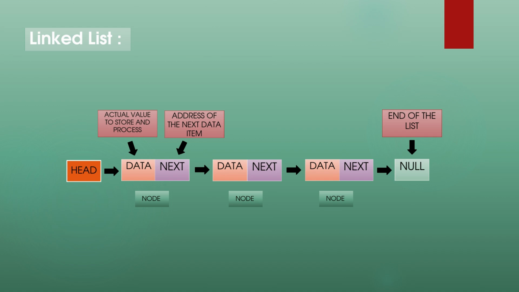The third part is the next pointer. The second part of the node is the next part, which contains the address or reference of the next node in the sequence. The fourth one is null. The last node's next pointer points to null, indicating the endpoint of the list. This is an important marker because it tells us that there is nothing more after this point. In summary, each node's data section contains the actual information and the next pointer connects to the next node in the sequence. The last node's next pointer points to null, indicating the end of the list.